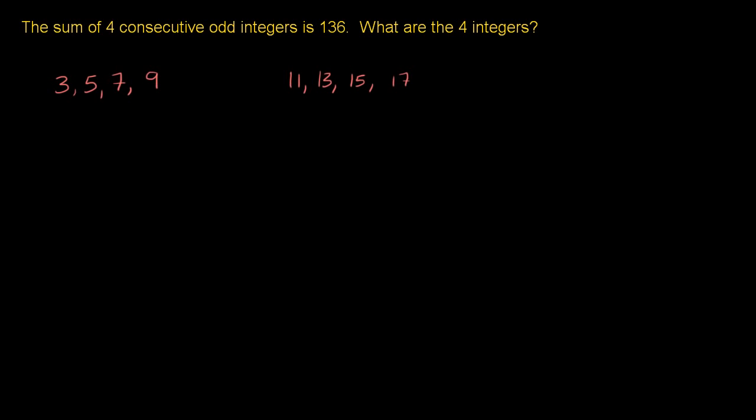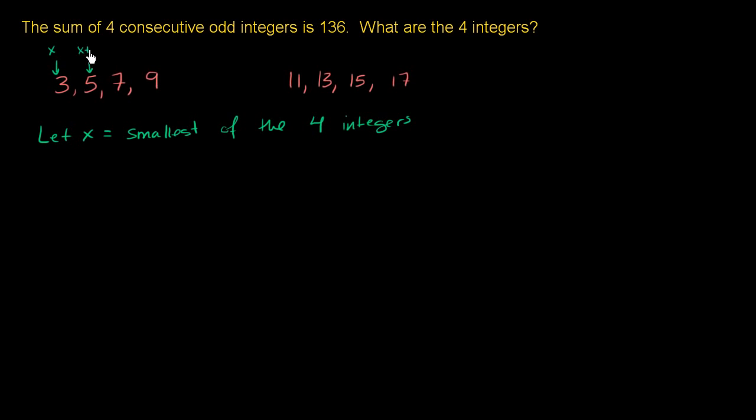Well, as you can imagine, a little bit of algebra might be handy here. So let's let x be equal to the smallest of the four. If x is the smallest of the four consecutive odd integers, how can we express the other three in terms of x? Well, let's just use these examples right over here. If that is x, then how would we express this in terms of x?